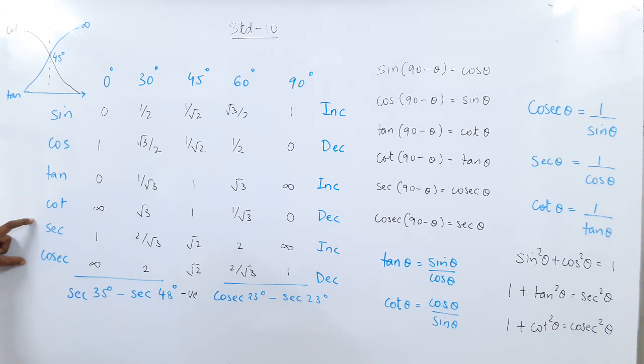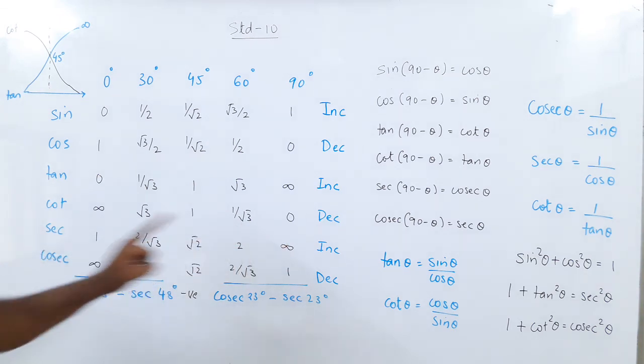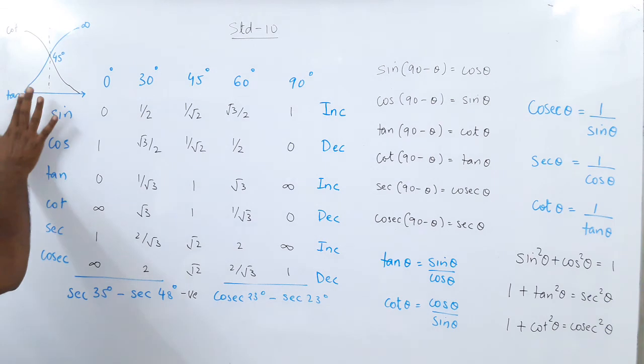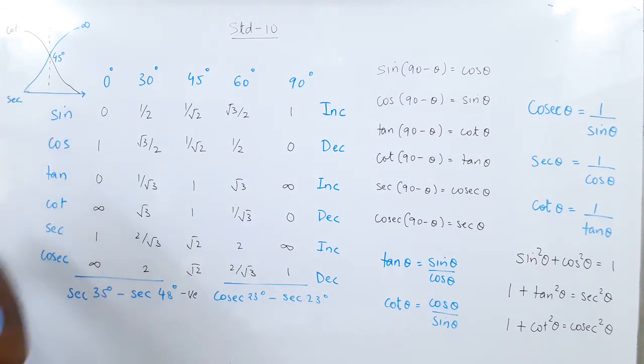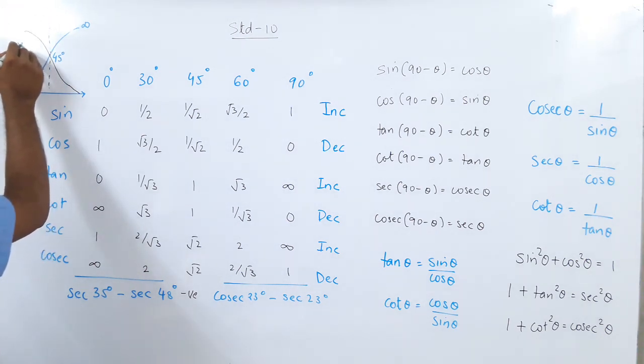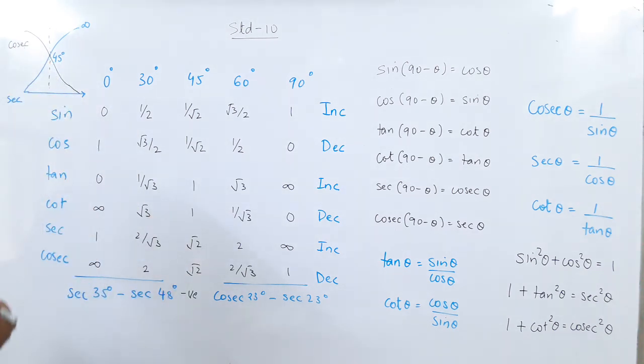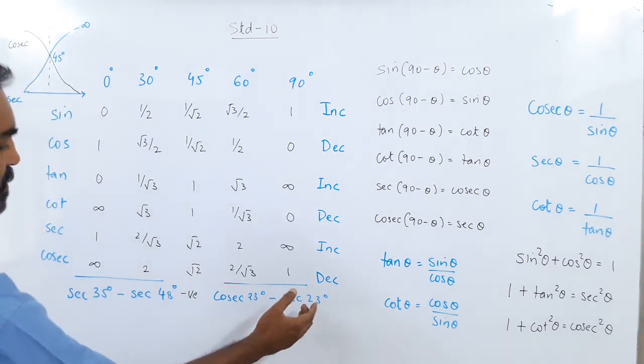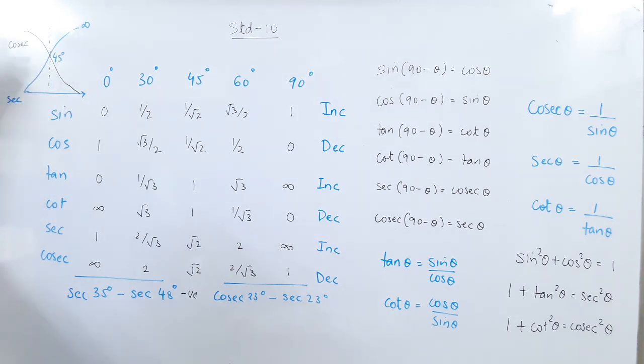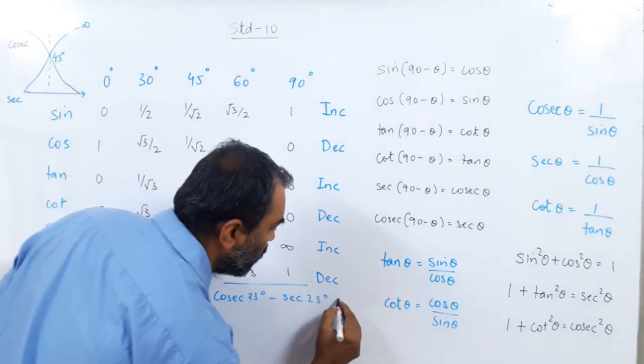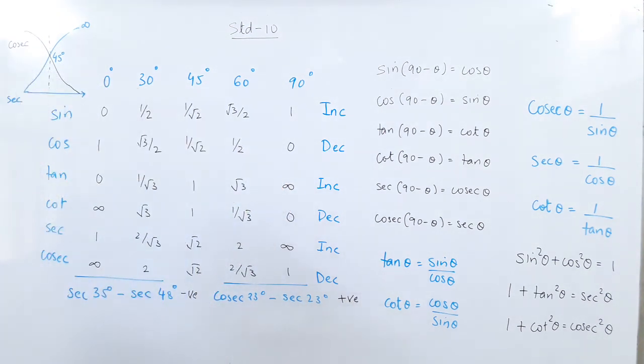Now cosec 23 and sec 23. So what we can see here? Sec is increasing, cosec is decreasing. So I will write here now, sec is increasing, cosec is decreasing. At 45, both the values are equal. Now they both are 23 degrees, means less than 45. Less than 45, cosec is bigger and sec is smaller. So the answer will be positive.